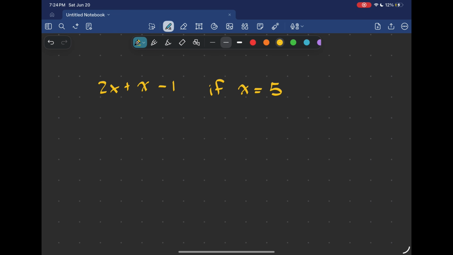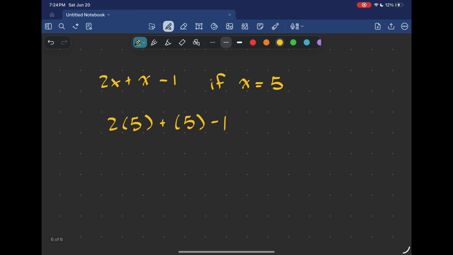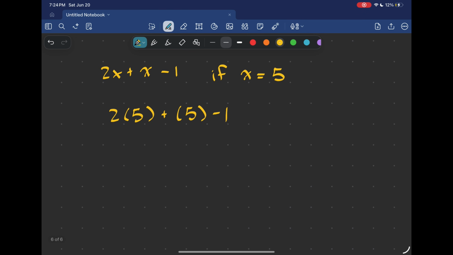Something that students often forget: if a variable appears more than once, you replace every single copy of it. Here's this example. Now we can solve it. Notice how I replaced both of the x's, not only the first one.